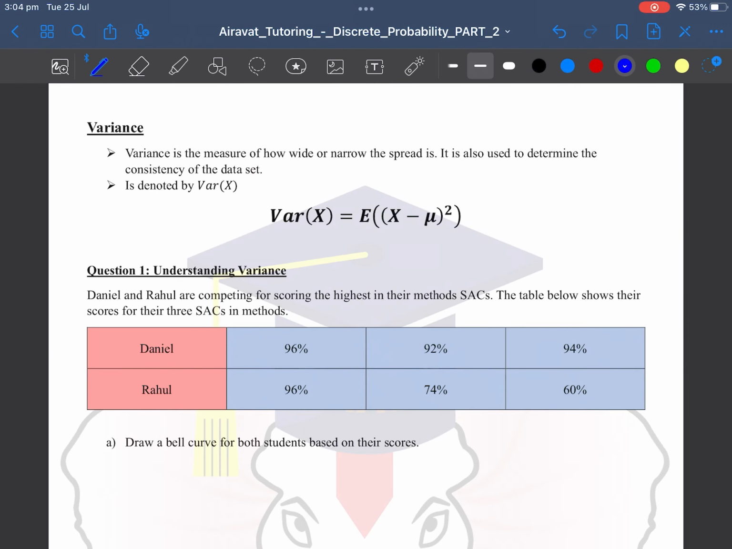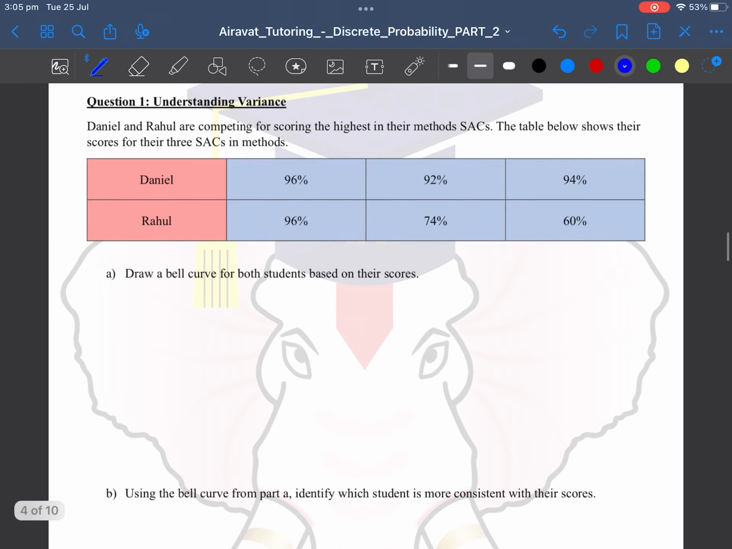Alrighty, so let's now look at variance. Variance is the measure of how wide or narrow the spread is. It is also used to determine the consistency of the dataset, and it is denoted by Var(X) and has a formula of this right over here. I'm going to explain what variance is by using this example down here.